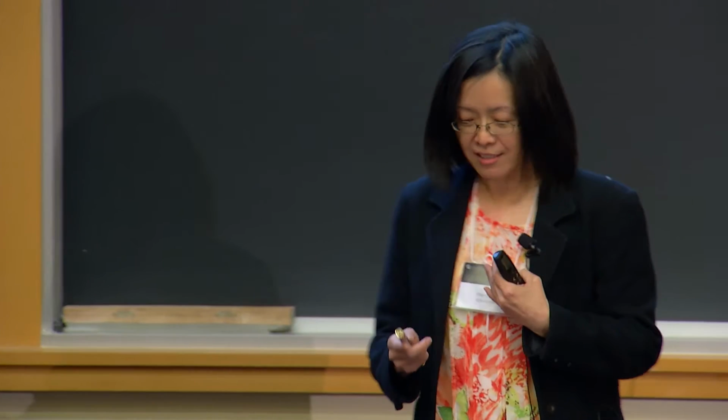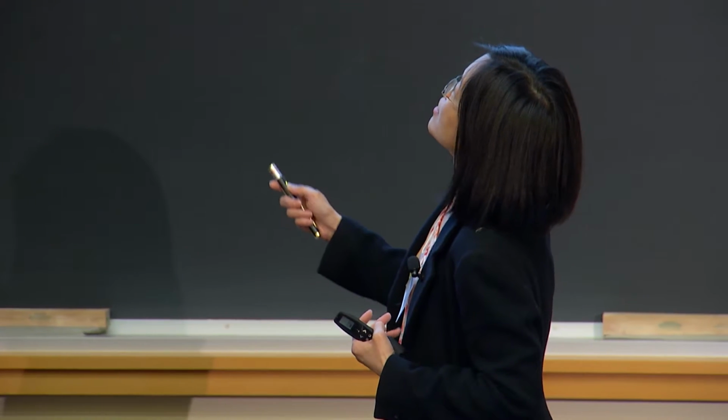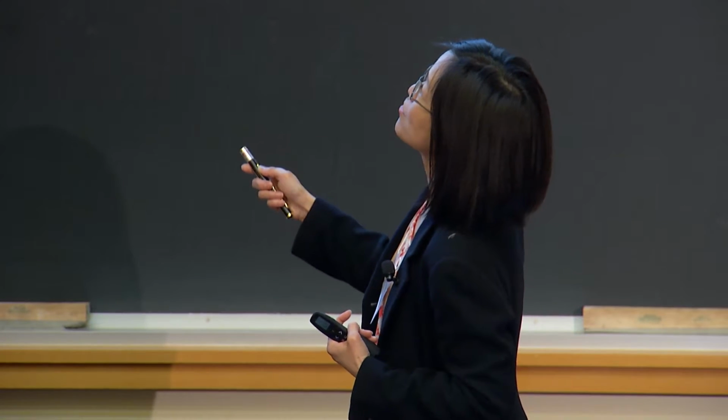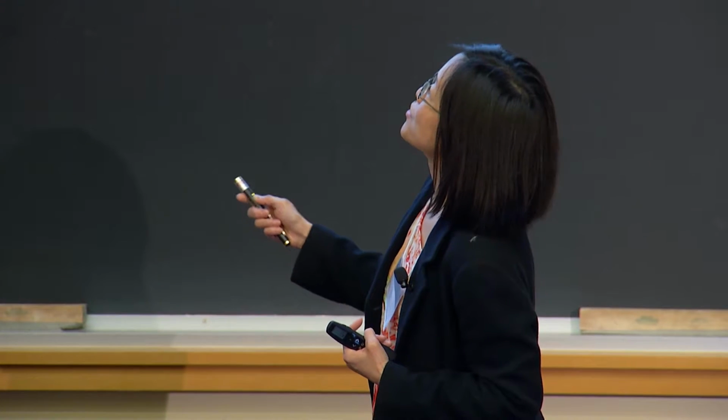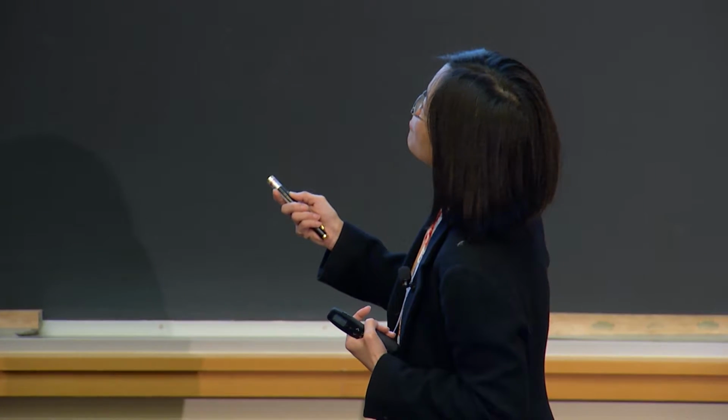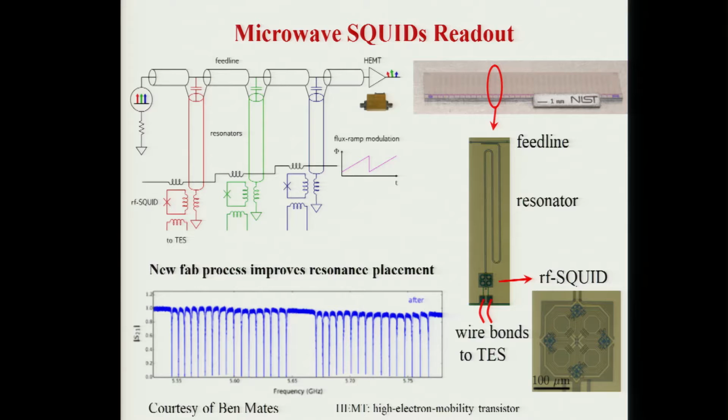So the idea starts with you have the feedline, and each individual one is an LC resonator again, but now you use the RF SQUID, and your TES is coupled to an RF SQUID. If any signal comes in from the TES, the RF SQUID will change inductance, and that loads this resonator, and then you can measure the dephase. I'm not going to talk more about it because it's still an ongoing project.